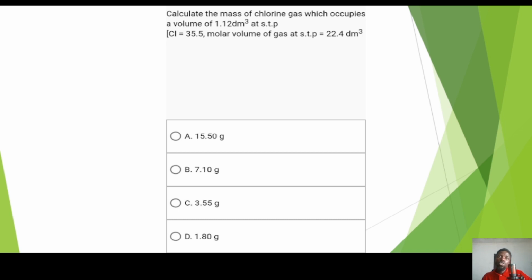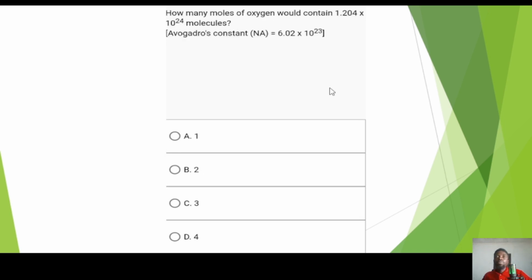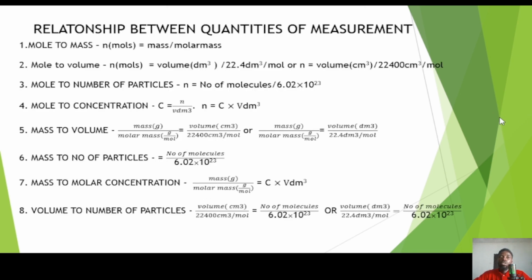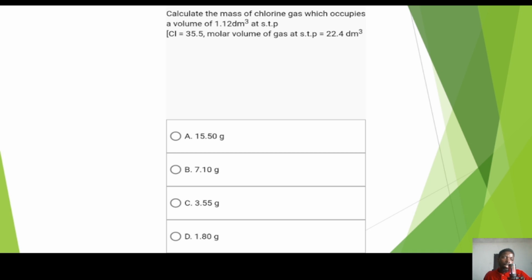Let's try one more question that will help us understand this. How many moles of oxygen would be contained in 1.204 times 10 to the power 24 molecules? So you are given the number of molecules and you are asked to find the number of moles. Let's go back and see which of these relations should suit this particular process. So if you look at it, number of moles to number of particles is given as number of moles equals number of molecules divided by 6.02 times 10 to the power 23. So very easy to solve. The first thing we need to do is to take our slide away and then get to our board.